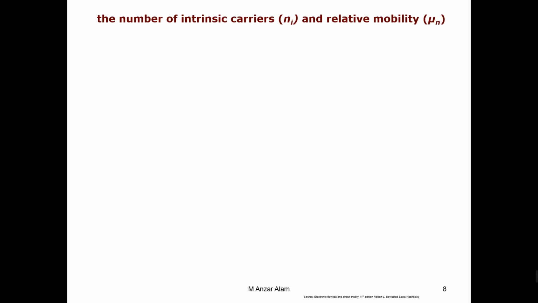So it's the mobility. This property shows the number of free electrons in a cubic centimeter of material, and this shows the capability of the electron to move faster.